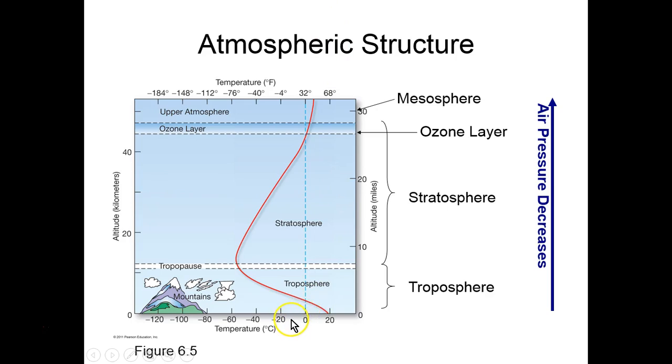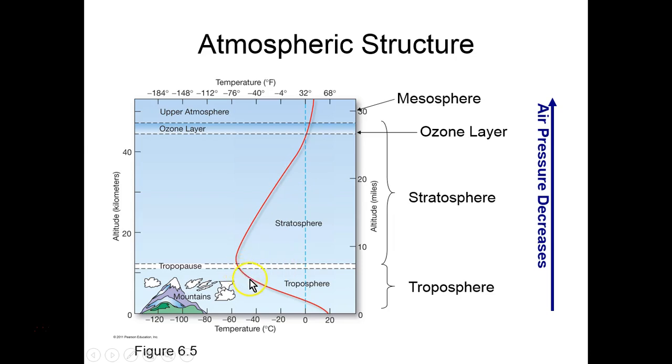All right, so the bottom layer is called the troposphere. Then you have the stratosphere. Then you have the ozone layer, and then you have the mesosphere. So I want you to look at this red line and notice that as we go up into our atmosphere, the temperature decreases. Okay, so it gets colder as you go up, and then we see that the temperature is actually going back and increasing again in the stratosphere.